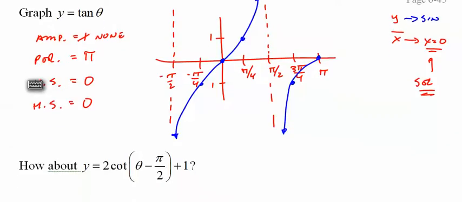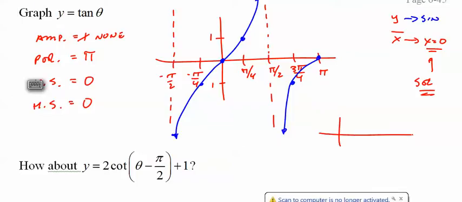I'm going to do a baby cotangent over here. Still pi.